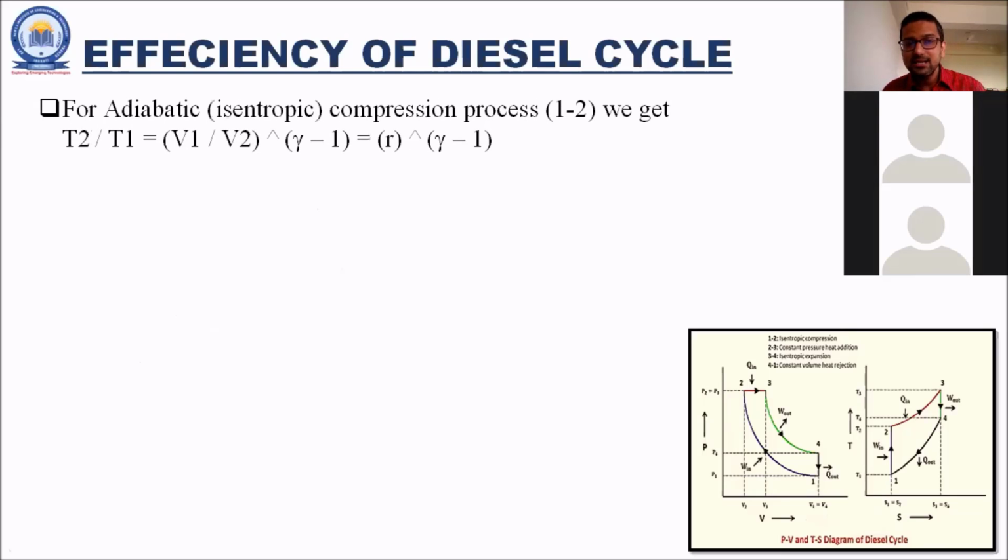Now for the adiabatic isentropic compression process, that is process 1 to 2, I can write down T2 by T1 is equal to V1 by V2 raised to gamma minus 1. V1 by V2, that is compression ratio, that is equal to r raised to gamma minus 1. So I am getting the answer, that is T2 is equal to T1 into r raised to gamma minus 1. So our first target of finding the value of T2 in T1 is successful.